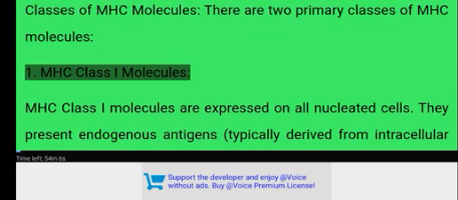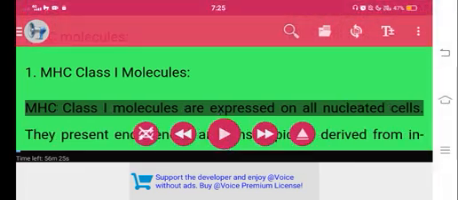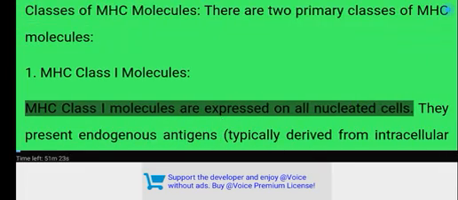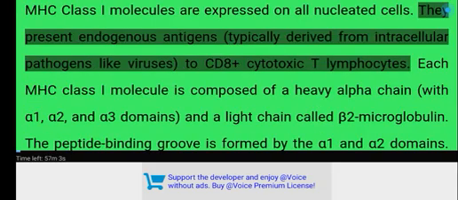1. MHC class 1 molecules. MHC class 1 molecules are expressed on all nucleated cells. They present endogenous antigens typically derived from intracellular pathogens like viruses to CD8+ cytotoxic T lymphocytes.